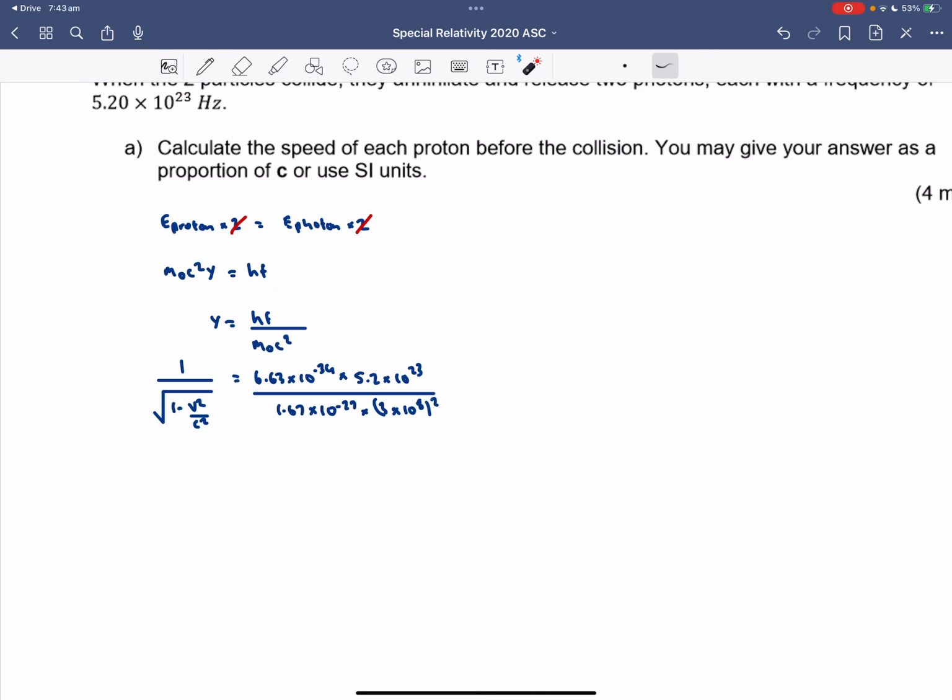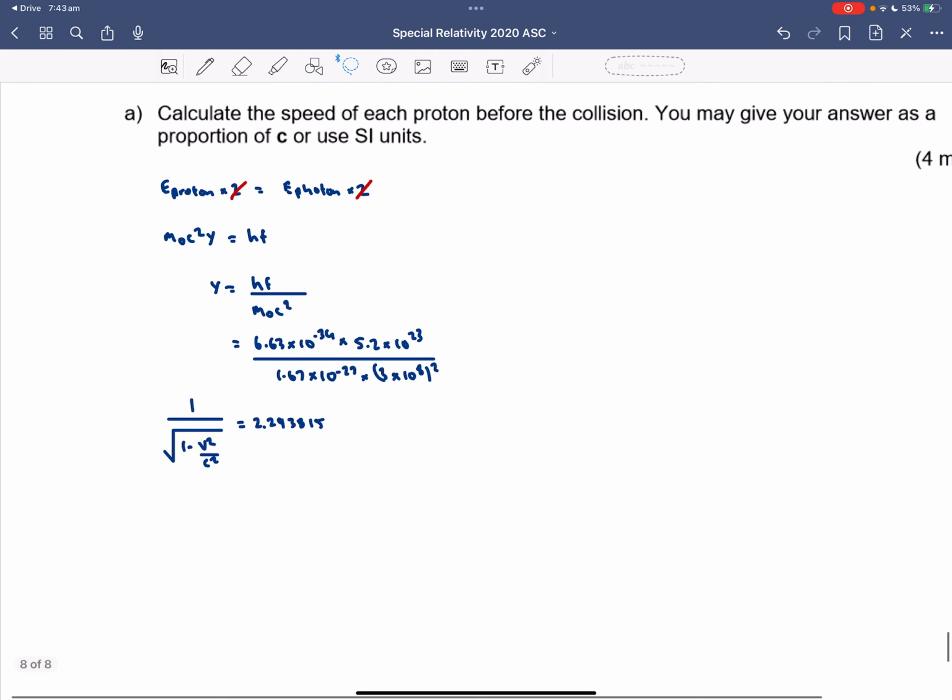I'm getting this value here equal to 2.293815. That should be close enough. That is what the Lorentz factor is equal to. So now I just need to rearrange this for velocity. We've agreed the Lorentz factor is this. Now let's rearrange this for velocity.